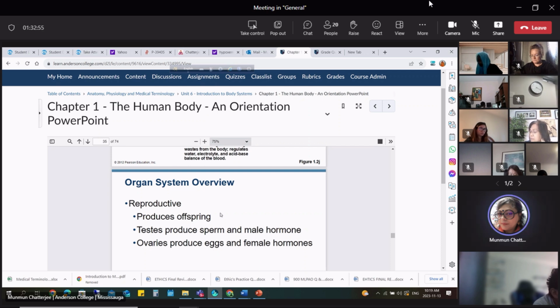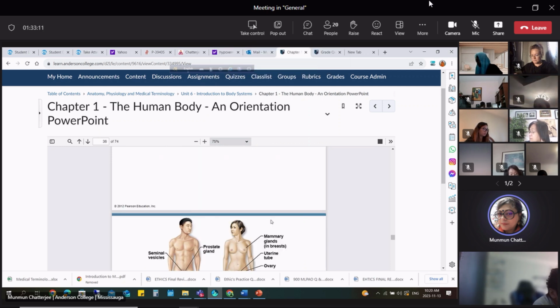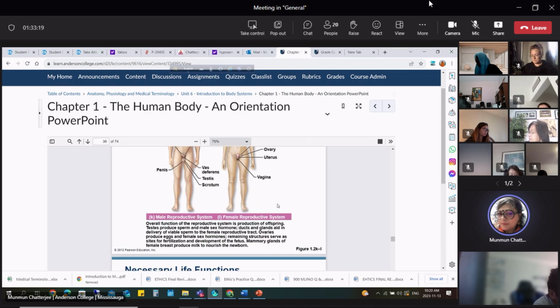Testis produce sperm. The testis is the main male reproductive organ which produces the sperm and the male hormone testosterone. And ovaries produce eggs and the female hormone, mainly estrogen and other hormones too. So this is the different function of male and female structures. We are going to learn the different structures again later.